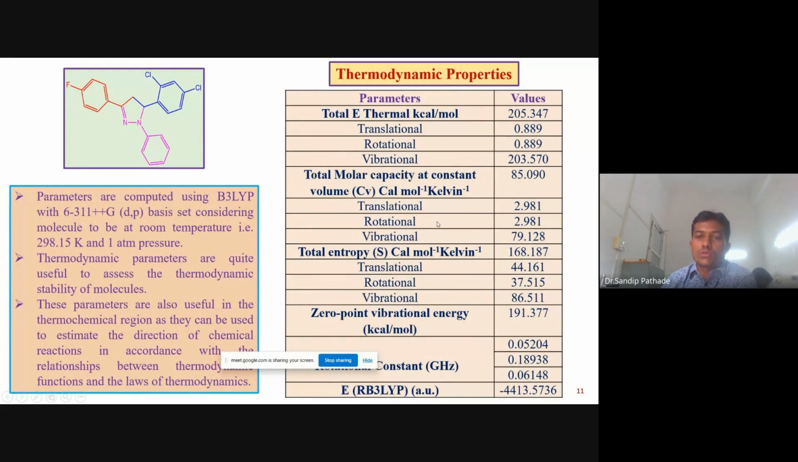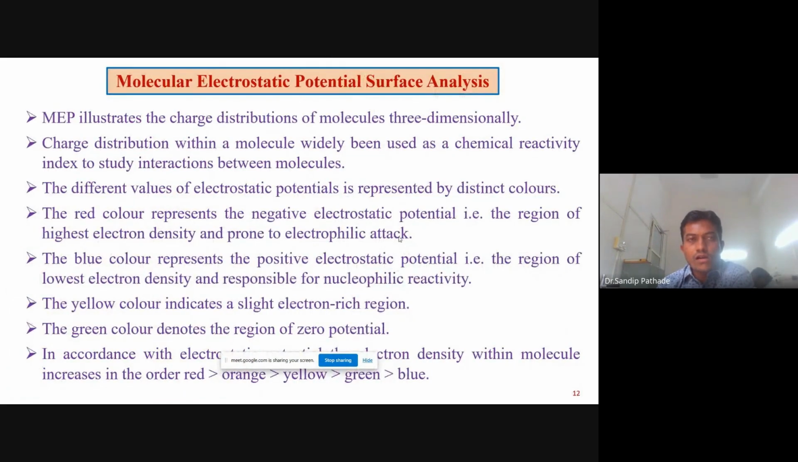at constant volume, total entropy, zero-point vibrational energy and rotational constants by using the same level of theory. These thermodynamic parameters are quite useful to assess the thermodynamic stability of the molecules. Also, these parameters are useful in thermochemistry, as they can be used to estimate the direction of chemical reactions. Then we also investigate the molecular electrostatic potential surface analysis, that is the MEP analysis.